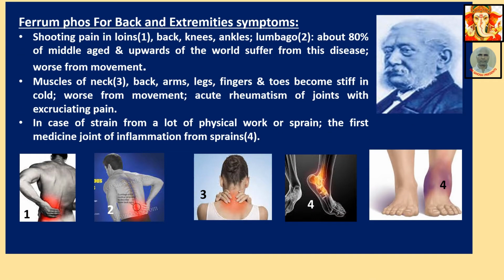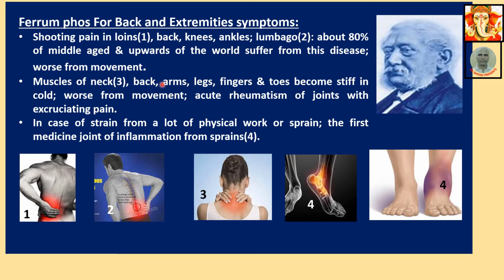Ferrum phos for back and extremity symptoms. Shooting pain in loins. Loins means the kidney area. This is the loin area. Back, knees, ankles, lumbago. Lumbago is actually rheumatism of the waist. About 80% of middle-aged and older people in the world suffer from this disease.